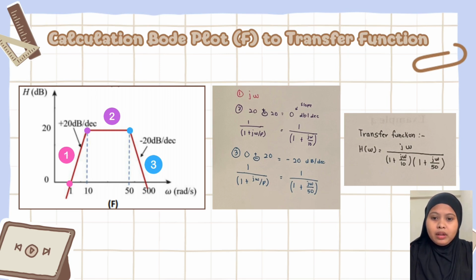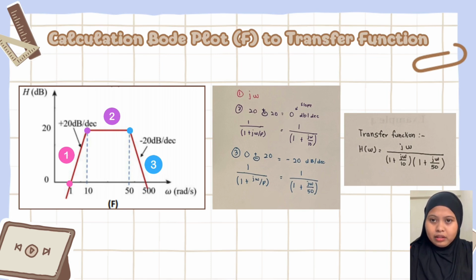Next, the second line is a constant, which is a zero slope. How do we get a zero slope? Before the line, the increasing slope is positive 20, so we minus 20 and get a zero slope. With the negative, that means for the Bode plot it equals 1 over 1 plus j omega over p, which is 1 over 1 plus j omega over 10, because the starting point for line 2 is omega 10.